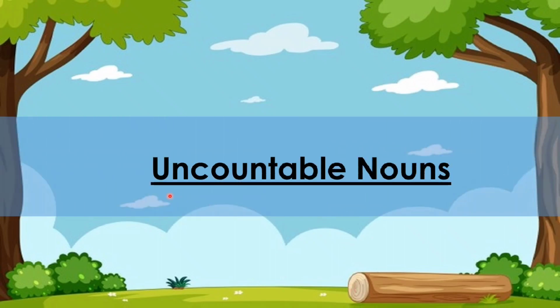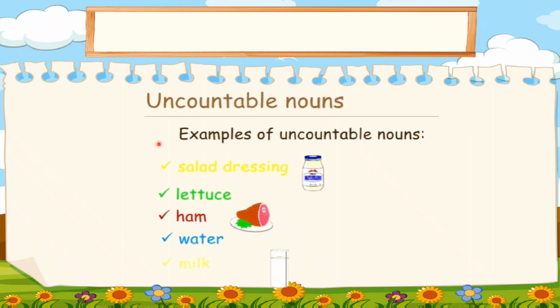Now let's go to uncountable nouns. These uncountable nouns are the things that we cannot count. Examples of uncountable nouns: we have salad dressing. Can you count the salad dressing inside this jar? Of course you can't. Lettuce, the ham, the water, the milk.